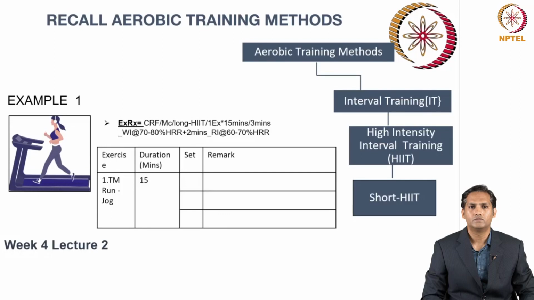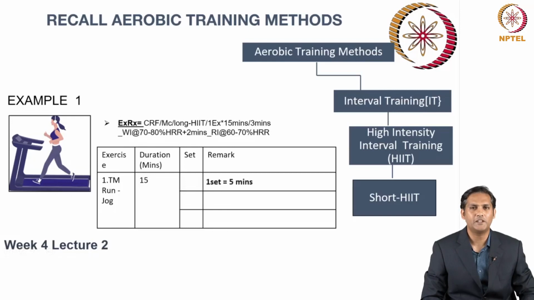Here you prescribe Long-HIIT as a method of training. You prescribe it for 15 minutes. Now, how is this 15 minutes divided? What are the intervals? 3 minutes of work interval and 2 minutes of rest interval. So here you are doing the aerobic activity at a much higher intensity, but for 3 minutes, followed by 2 minutes of recovery time with a lower intensity.